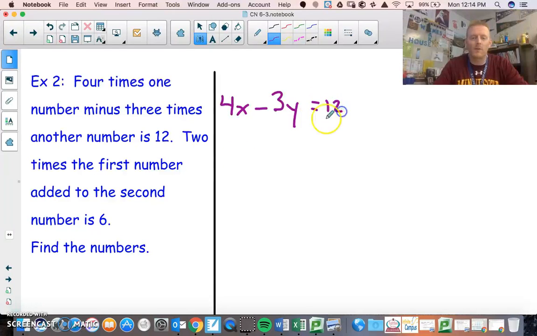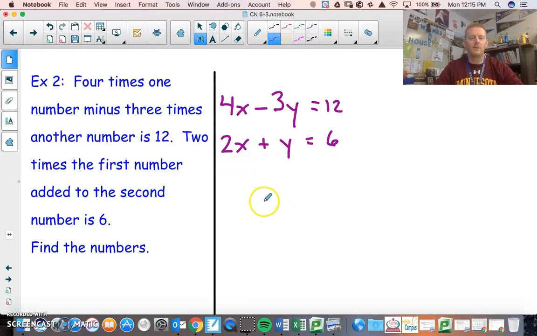Equals 12. And then the second equation is going to say 2 times the first number. We're going to call that 2 times x, the first number, added to the second number, plus y, equals 6. Now our job is to find these two numbers.